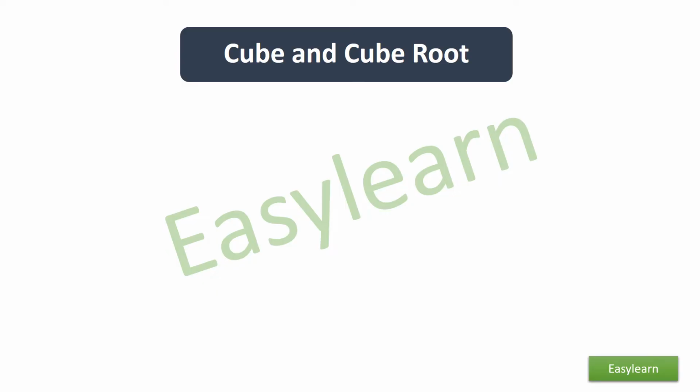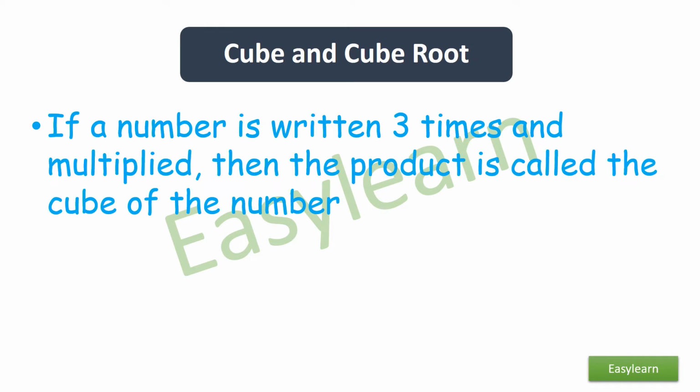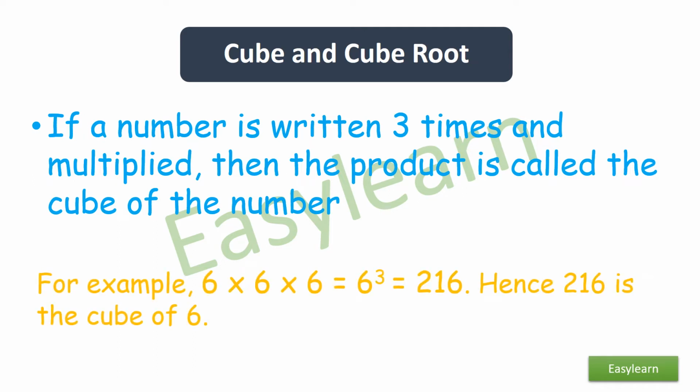Cube and Cube Root. If a number is written 3 times and multiplied, then the product is called the cube of the number. For example, 6 multiplied by 6 multiplied by 6 is equal to 6 cube. The answer is 216. Hence, 216 is the cube of 6.